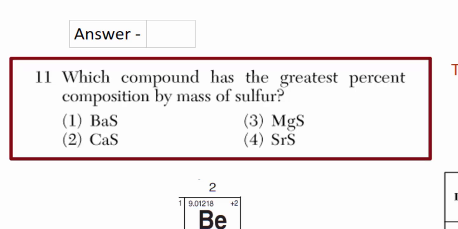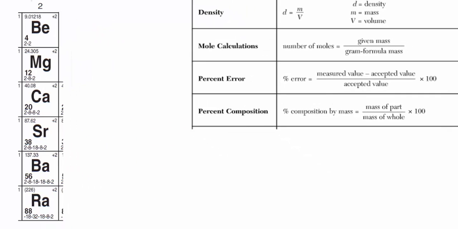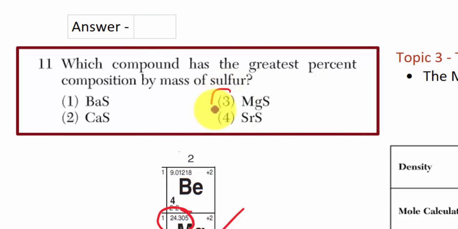Question 11. Which compound has the greatest percent composition by mass of sulfur? Well, you'll notice all 4 of these compounds contain sulfur. So if sulfur is going to have the greatest composition by mass, it needs to be combined with the smallest or lightest element. So all we're really doing in this question is comparing the barium, the calcium, magnesium, and the strontium to see which has the smallest mass. I've included a clip from the periodic table that shows all of these elements in the same column of the periodic table. And we will locate each of them. Here's the barium, here's the calcium, here's the magnesium, here's the strontium. Magnesium has the smallest mass, and that would give sulfur the greatest percent composition in answer number 3.